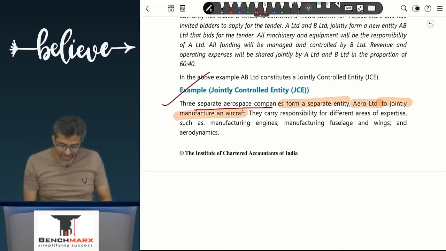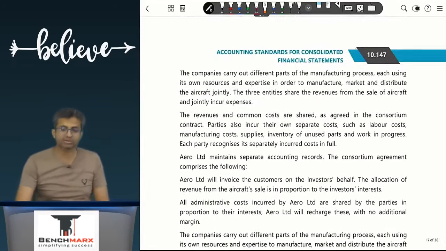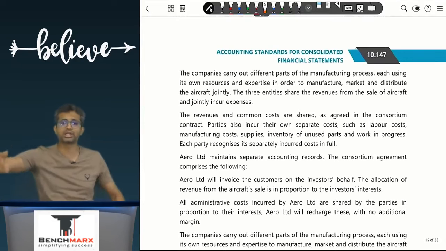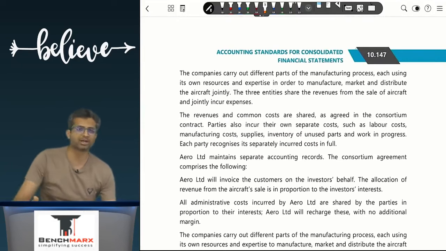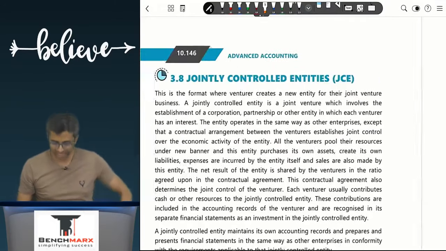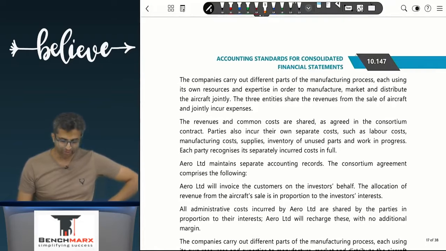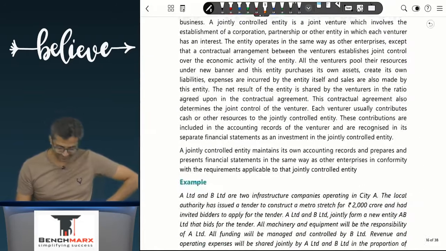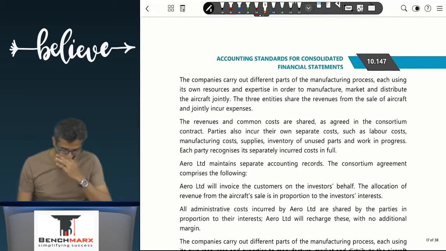Then there is no need to go through such a long story. One will do this. Aero Limited is maintaining separate accounts, so be it. They are forming a separate entity. It becomes a jointly controlled entity by and large. If you want, you can just, for your reading pleasure, review all of that. But I think it is not required.